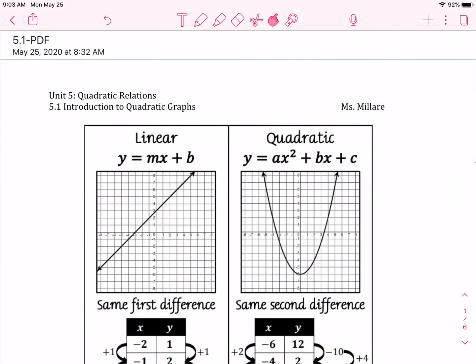Hey guys, good morning. We're going to talk today about quadratic relations and different ways to distinguish the difference between things that you have learned, so looking at linear graphs, and moving into our new unit, which is focusing on quadratic relation graphs and just getting used to the different key characteristics.